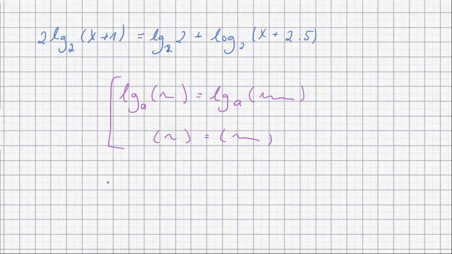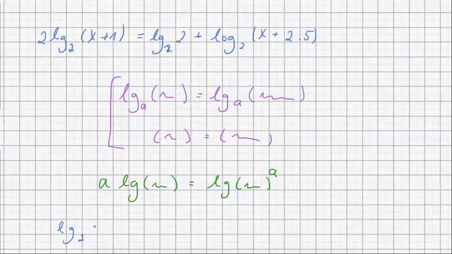If you have a number, so let's say the number is again a, and you have log of something, you can take this a and put it as an exponent of the argument. So it'll be log of 2 times x plus 1.